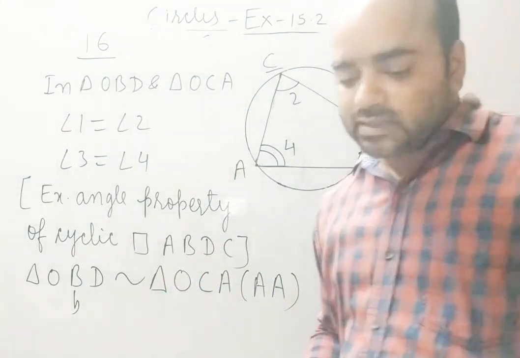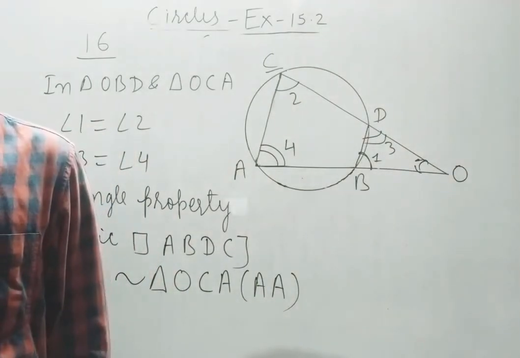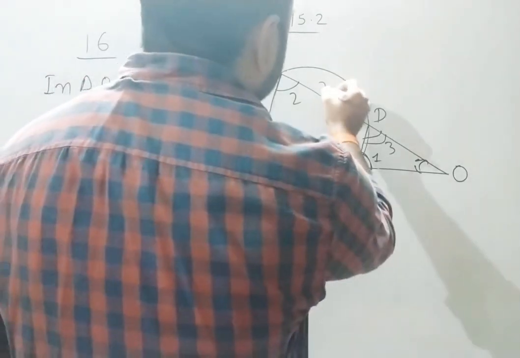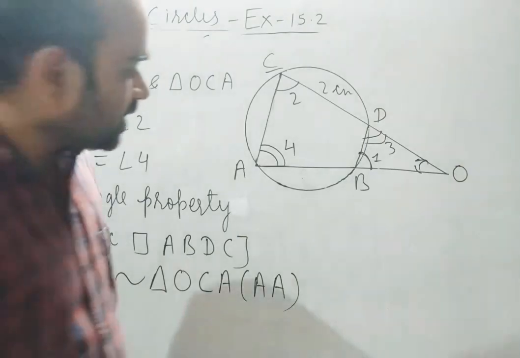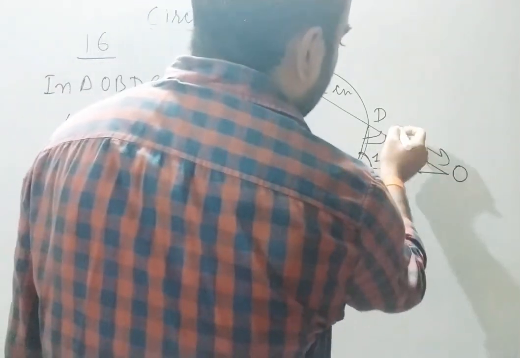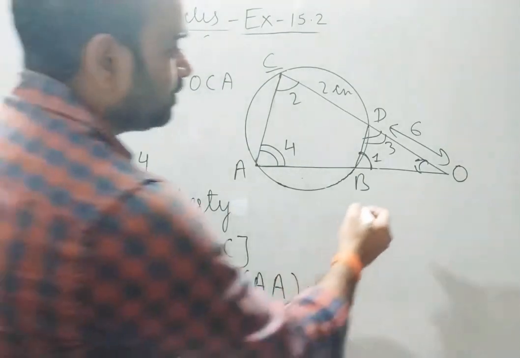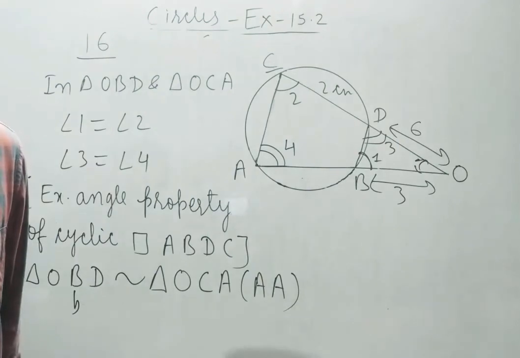Clear? Next one. Some measurements are given. CD is 2 centimeter. Next, DO is 6. Then BO is 3. Calculate AB.